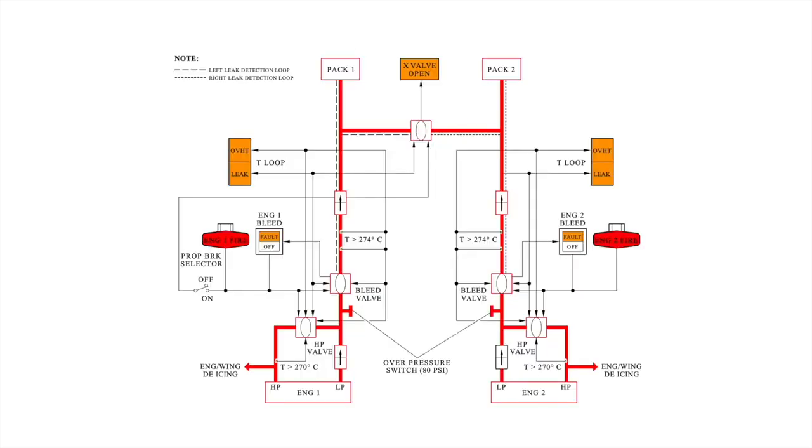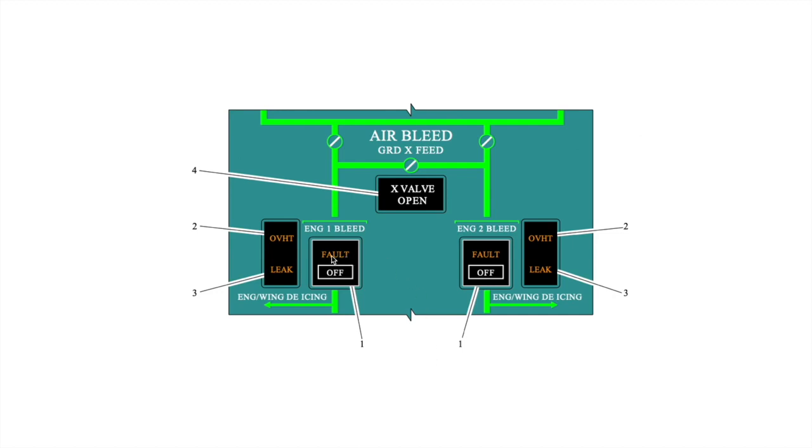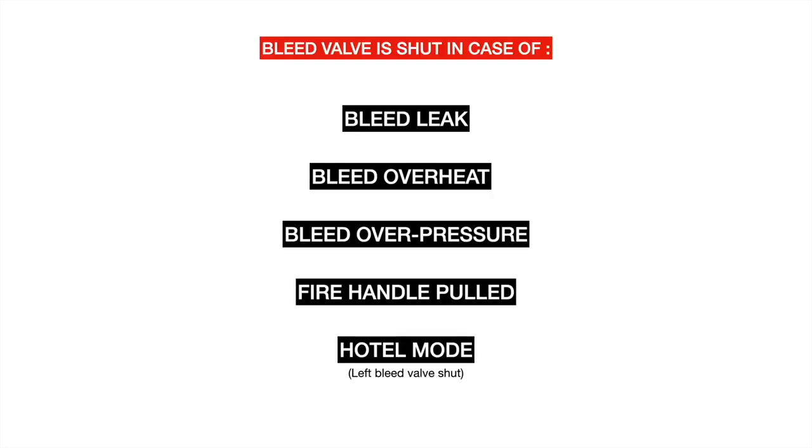An overpressure switch is also located in both the left and the right systems. This sensor is placed between the engine and the bleed valve. If the bleed air pressure is more than 80 psi, the fault light comes up on the corresponding air bleed push button, and the bleed valve is automatically shut. So we can summarize and say that the bleed air shutoff valve automatically closes in these conditions.